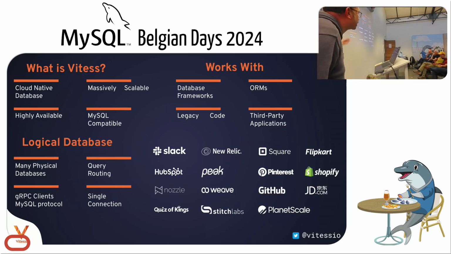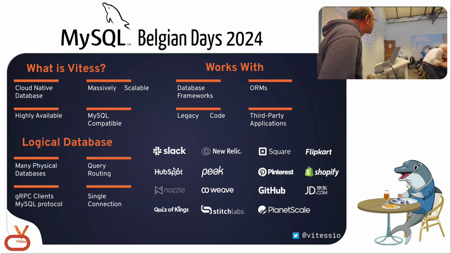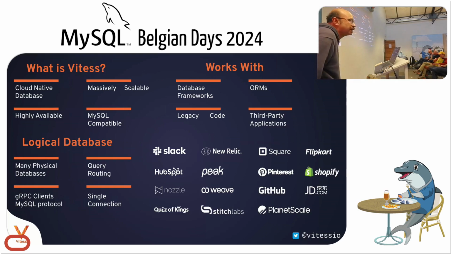That allows it to work with a lot of legacy code. Third-party applications like WordPress, large installations, have been ported to Vitess. And lots of database frameworks and ORMs, Rails, Laravel, Sequelize, Hibernate, Spring, have been ported over to it. These are some of the companies with larger clusters which use Vitess. PlanetScale arguably today runs the largest set of clusters in the world, with hundreds of thousands of MySQL databases.